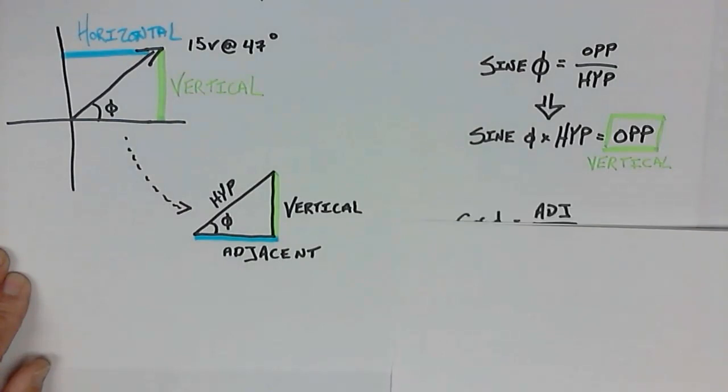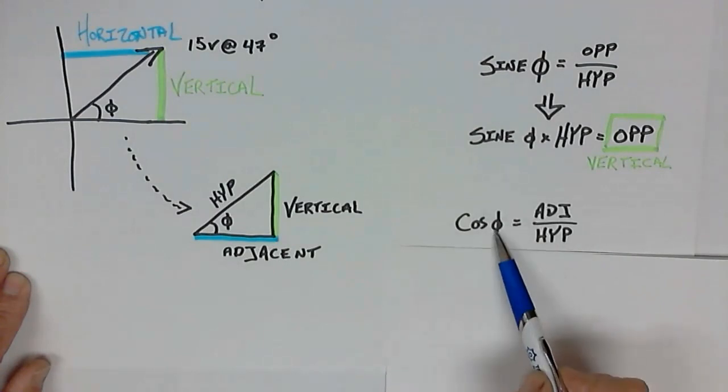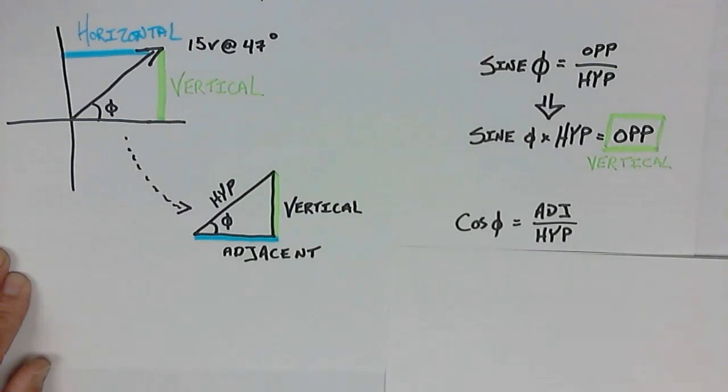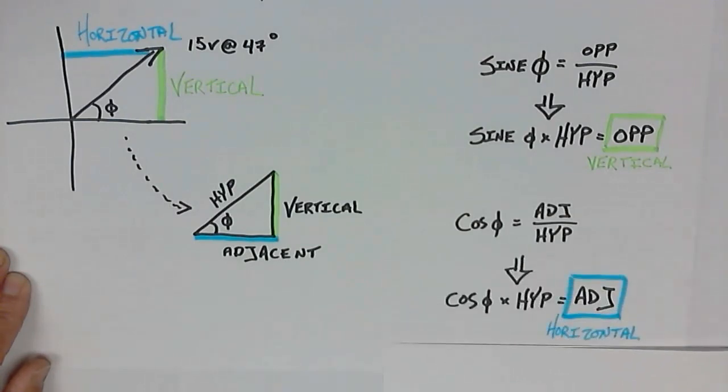Second item, let's look at the horizontal. The horizontal is going to use cos of the angle. And again, I already know what the angle is, and I already know what the hypotenuse is. I just want to calculate the adjacent side. So we manipulate it once more, and we get the horizontal component.